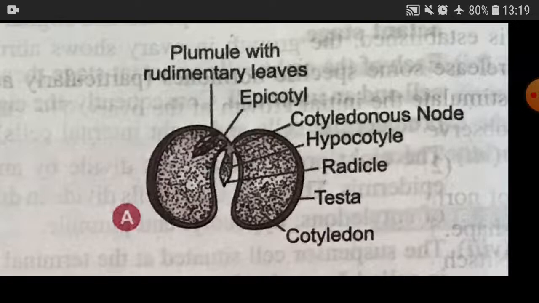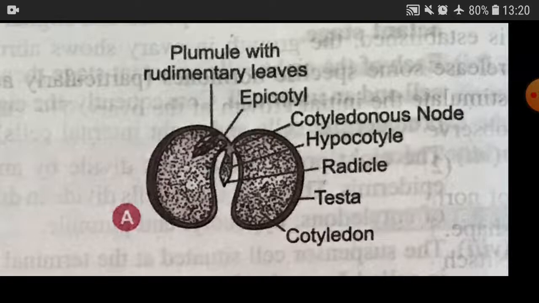The embryo may enter a state of inactivity called dormancy, or if favorable conditions are available, that is enough moisture, oxygen and suitable temperature, then they germinate. Otherwise, they enter the inactive stage, which is known as dormancy, or the seeds are known as dormant.